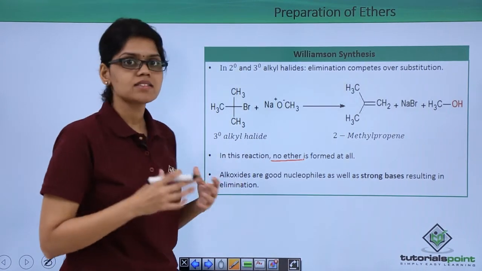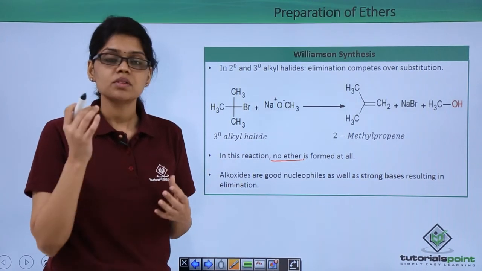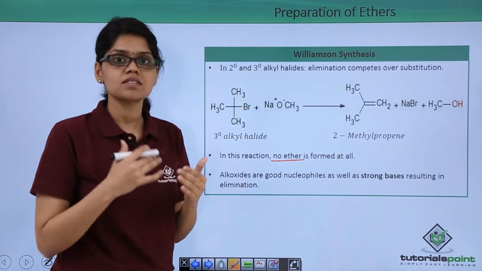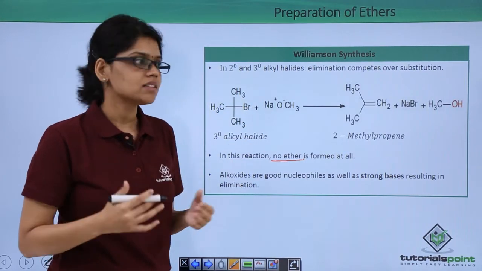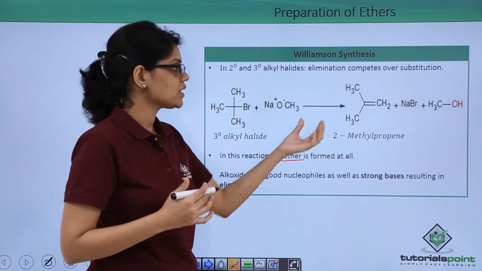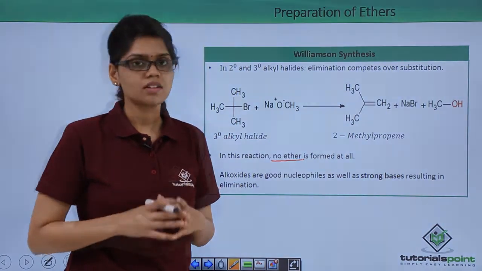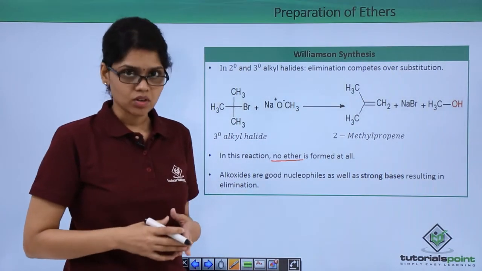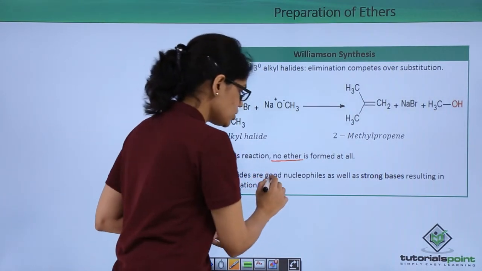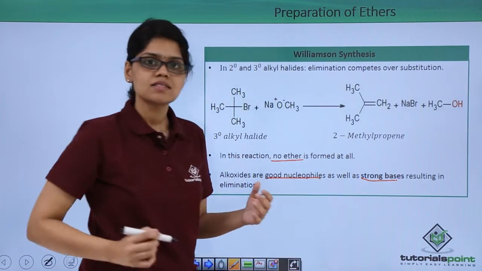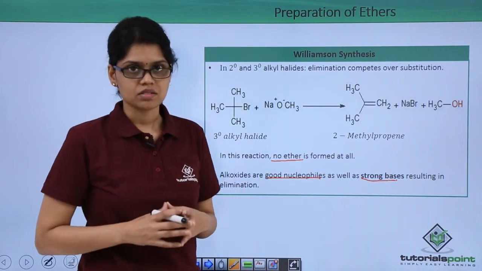The tertiary alkyl halide is highly sterically hindered for the methoxide ion to reach the C-X bond or C-Br bond to result in substitution, and it would rather abstract a hydrogen atom, resulting in elimination, giving us alkene instead of ether, which is the desired product. This is mainly because alkoxide ions are good nucleophiles, but at the same time, they are very strong bases such that it results in elimination.